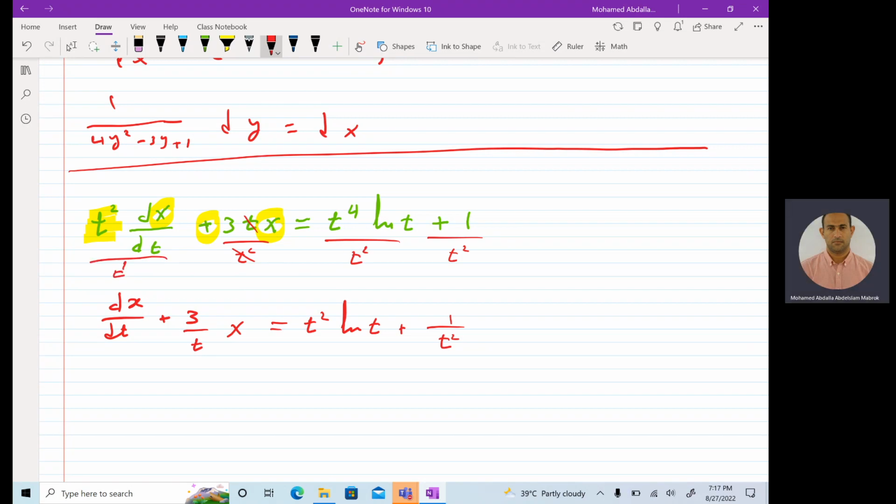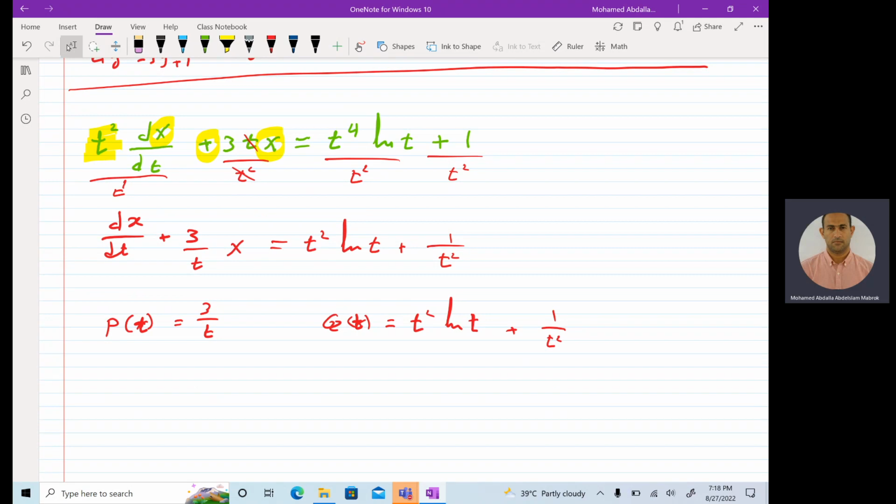Okay. All right. So this is now linear. The p of x is 3 over t. Q of x, sorry, now p of t and q of t is equal to t squared ln t plus 1 over t squared. Now we apply the two steps.